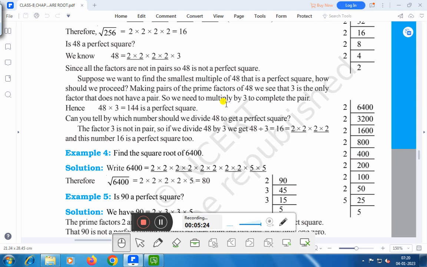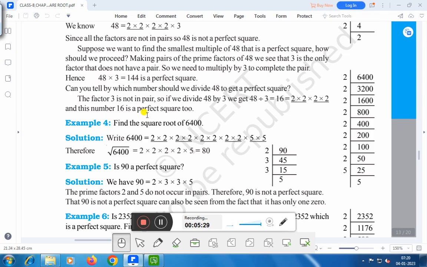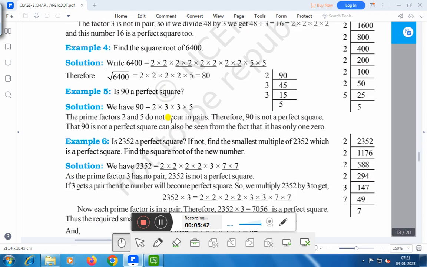So we need to multiply by 3 to complete the pair. Hence 48 into 3, 144, is a perfect square. Can you tell by which number you should divide 48 to get a perfect square? 48 divided by 3 is 16, that is 2 into 2 into 2 into 2. So this number 16 is a perfect square.